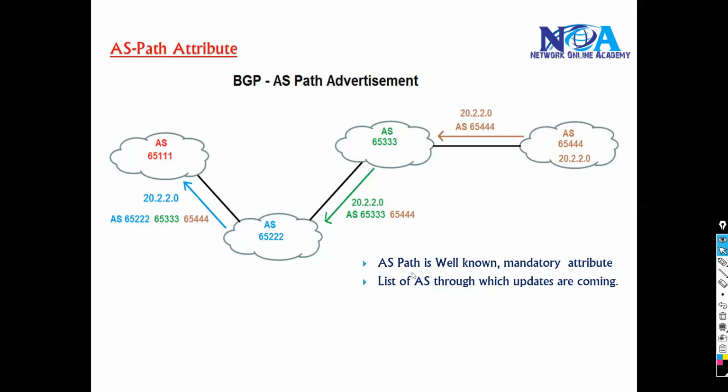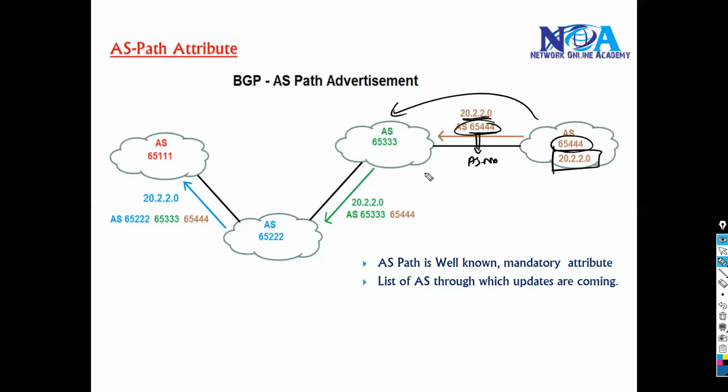So what is AS-Path? AS-Path is the list of AS numbers the route is passing through. Like in this example, you can see there is a 20.net subnet. When this 20.net subnet is advertised to the next router, along with that, it tells that it's coming from 65,444. That is my AS number.